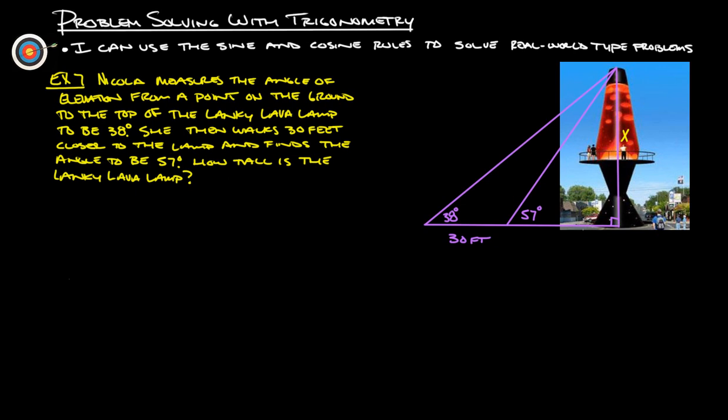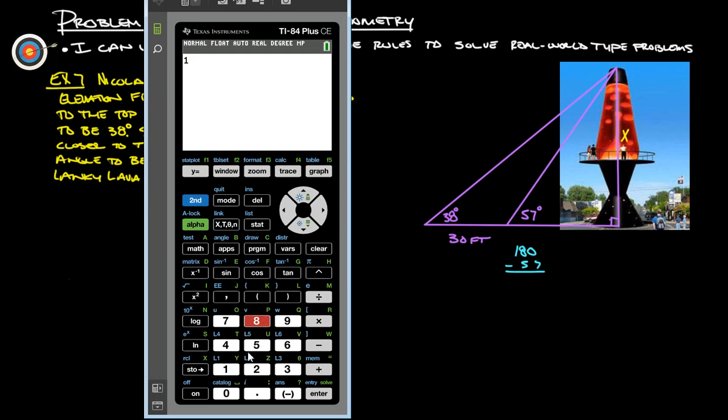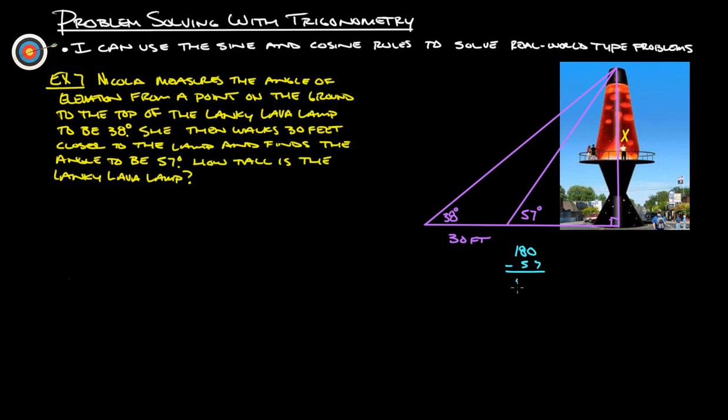So what we can do is figure out what these other two angles of this triangle are, and then we can use this angle and this angle and this side to figure out what this side is. Once we know that side, we should be able to figure out that side. So this angle right here is going to be 180 minus 57, which gives us 123 degrees for this one right here.